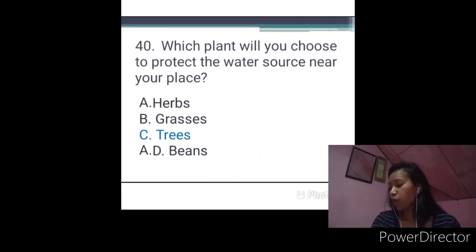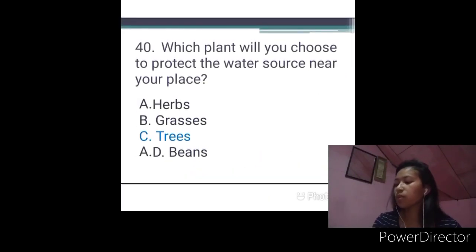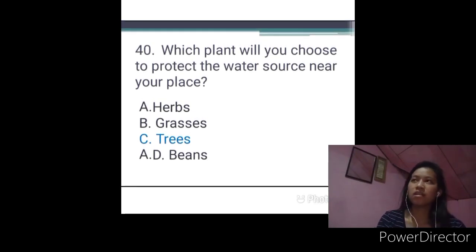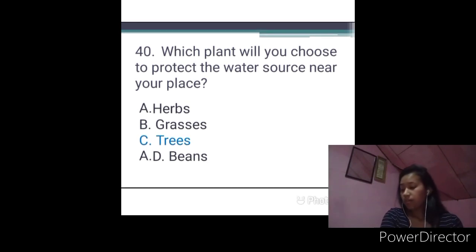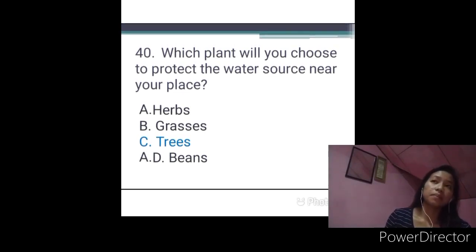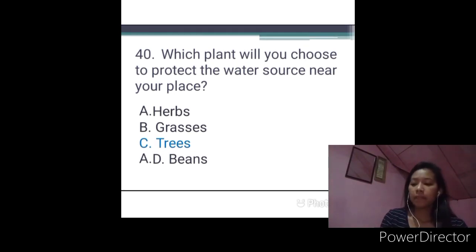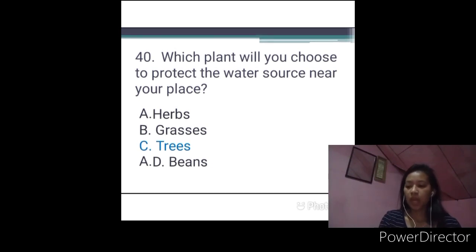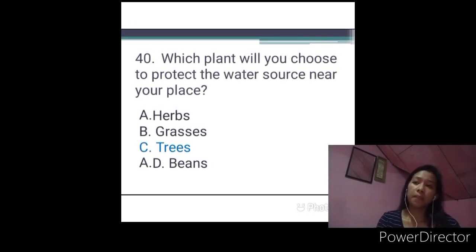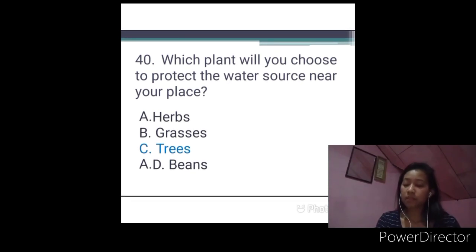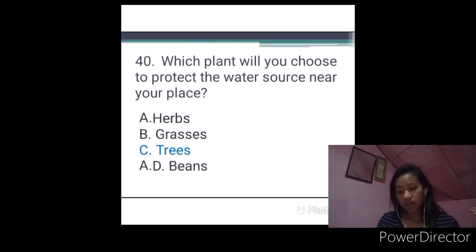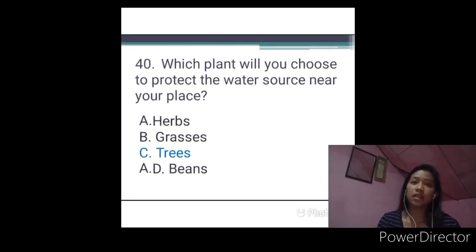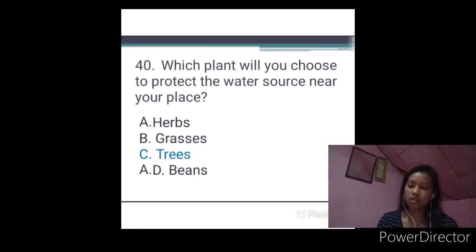And lastly, number 40. Which plant will you choose to protect the water source near your place? A, herbs, B, grasses, C, trees, or D, beans. The right answer here is trees, because through the use of rainwater and also the groundwater, trees help prevent the water tables from rising by balancing the recharge and discharges.